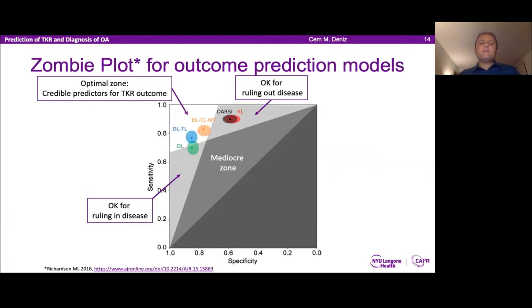So to see things a little bit visually, we use a zombie plot to compare these outcome prediction models. You can see this plot shows different zones highlighted by gray or white or darker grays. And the optimal zone is defined as the white region here. So if our predictors or prediction model sits in this region, that means those are credible predictors for deciding on the TKR outcome. You can see that the current semi-quantitative readings are not sitting in this optimal zone, but they are still in a zone where they can be used to predict outcomes.